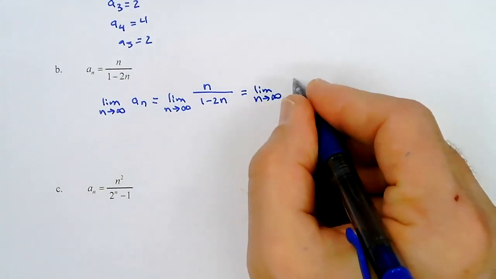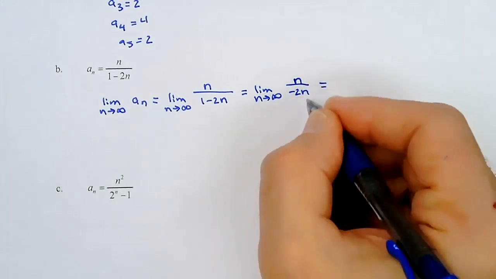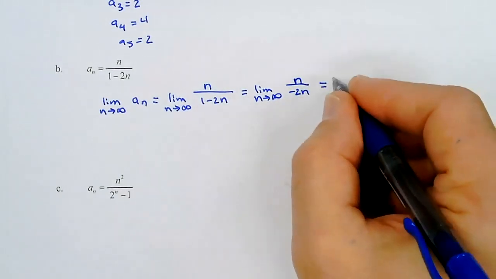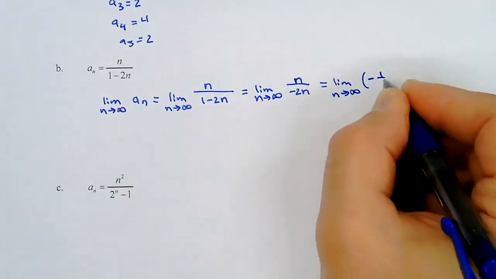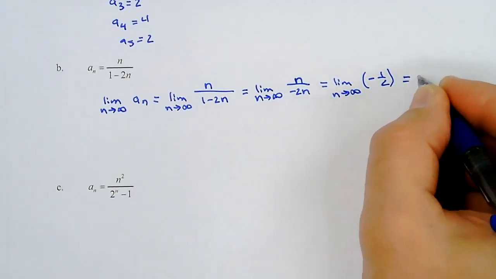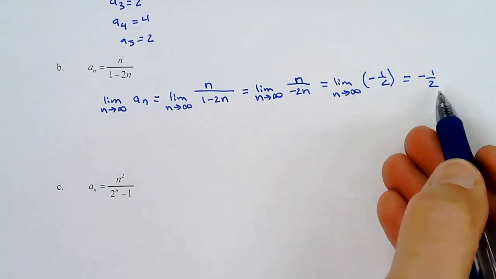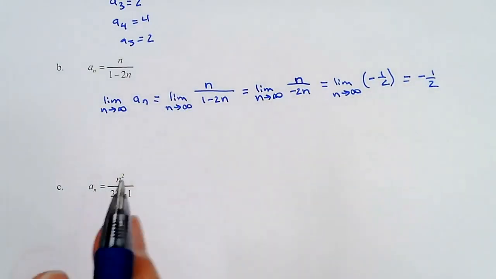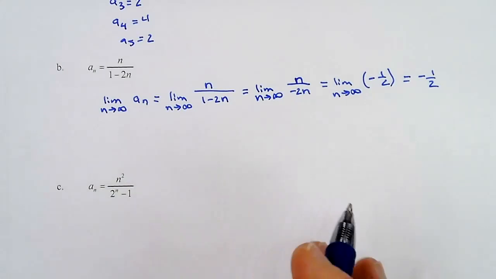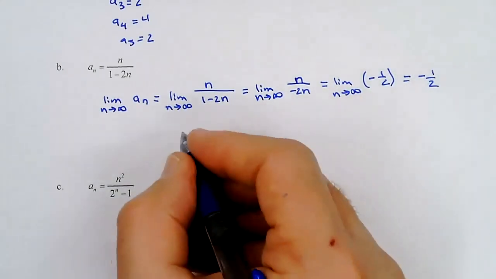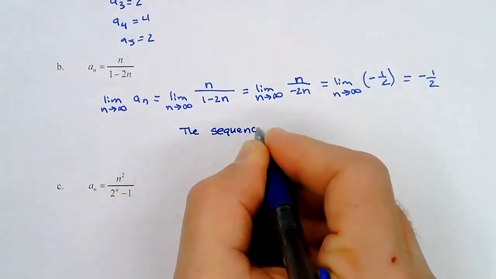All right. And we're going to look at the limit as n goes to infinity of n over negative 2n. You can think of the n's as canceling here. So that'd be the limit as n goes to infinity of negative 1/2. So this limit comes out to be negative 1/2 because there's no n, right? Because we got a limit value here, that means this converges. As we go further and further out, that last term is getting closer and closer to negative 1/2. So we say the sequence converges.